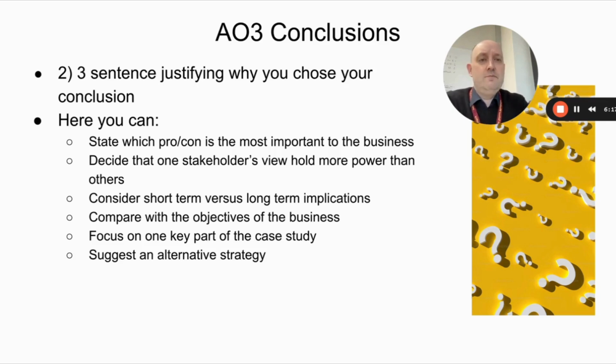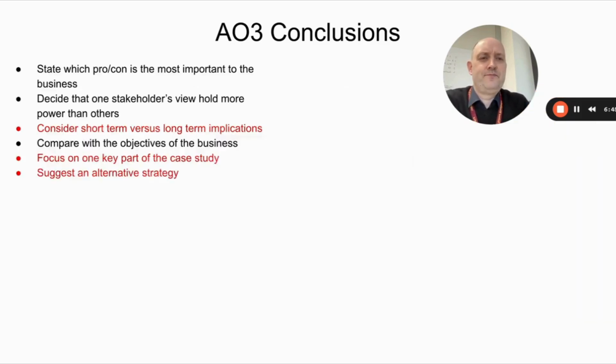And then finally, maybe you suggest an alternative strategy. I wouldn't only do this because obviously that's not a conclusion. But when I show an example in a minute, you might say that my conclusion is this, blah, blah, blah, blah. Here's an alternative solution that would solve the conclusion that I've actually made. Now, which one of these you use is completely determined by what's in the case study. So there's no way of saying that you should always use this or always use that. But it's just some ideas that you can use.